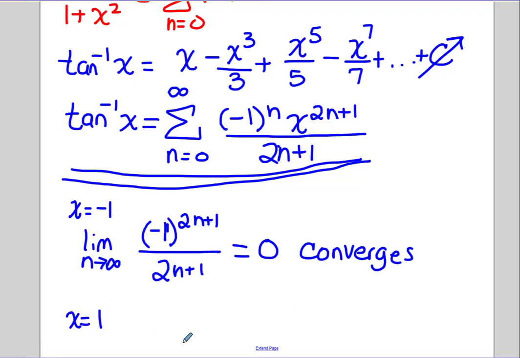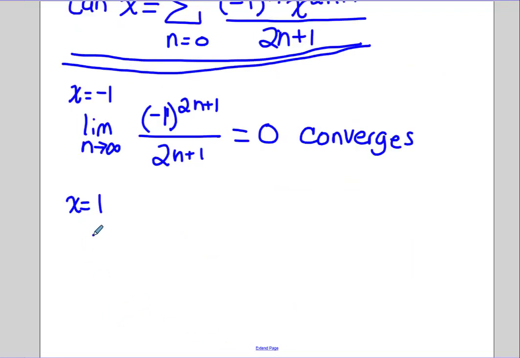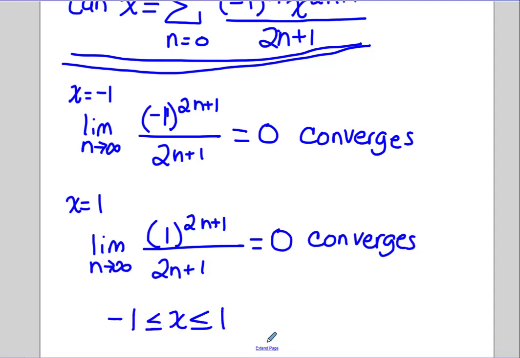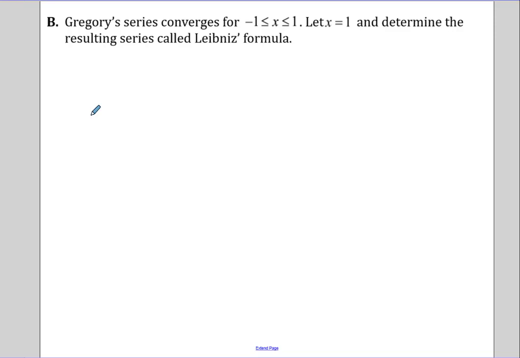And x equals 1 is going to also create the same situation as n approaches infinity at 1 to the 2n plus 1 over 2n plus 1. We got 1 in the numerator and a large number in the denominator, that's also 0. So that likewise converges, and our interval of convergence would be from negative 1 to 1. Our radius of convergence is 1. And then our final note here on this problem, Gregory's series converges for negative 1 to 1 inclusively.